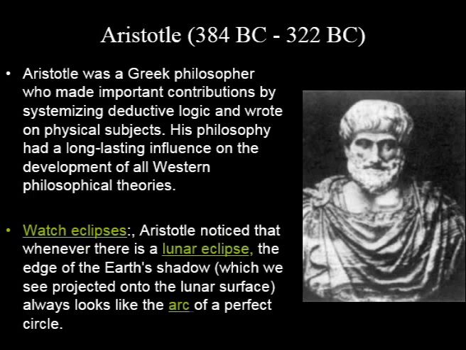So one of these philosophers, Aristotle, through the process of deduction and logic, noticed that the Earth's shadow during a lunar eclipse produced an arc on the surface of the Moon. This led him to believe that the Earth must be round rather than flat because of that picture that he could see on the Moon.